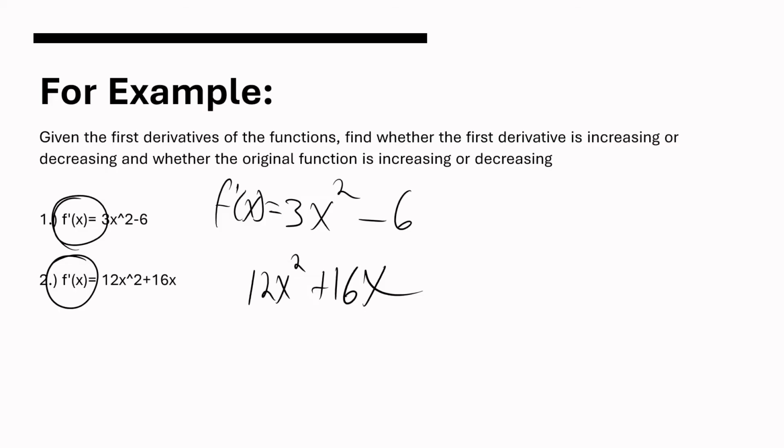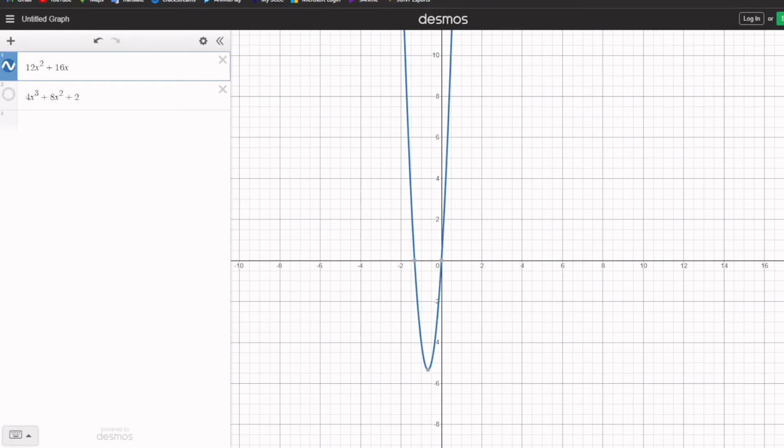Now looking at our other example, we have 12x squared plus 16x, which I wrote out for you already, and we can already tell that this is another derivative function. It's not the original function, but the derivative. So if we go back on Desmos, bear with me, we have the derivative function, which is 12x squared plus 16x.